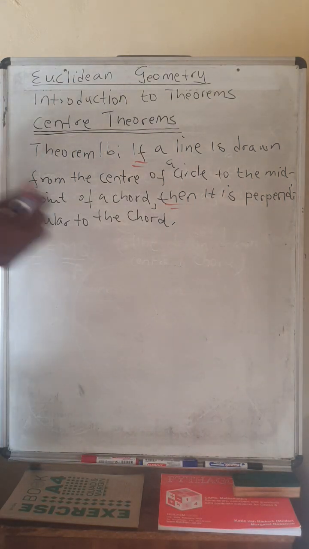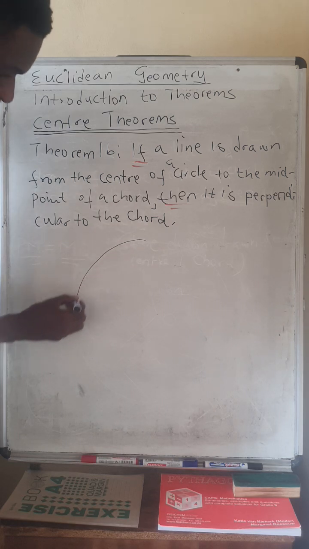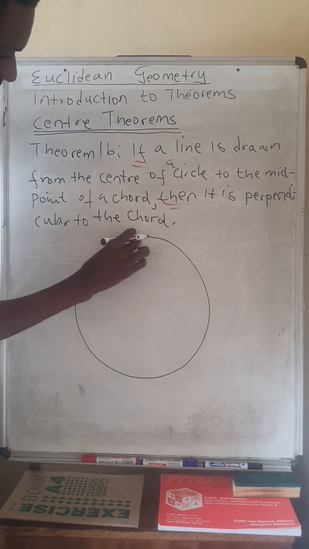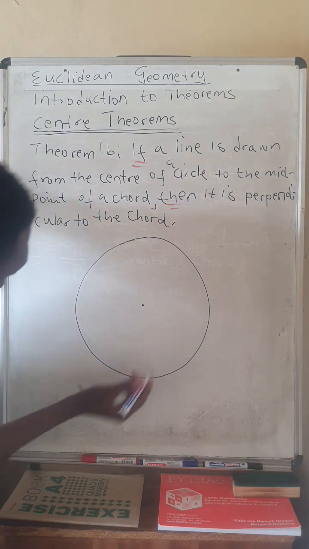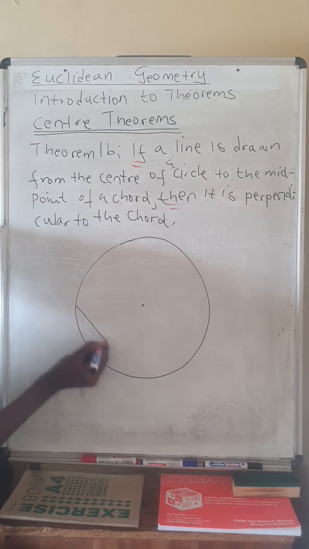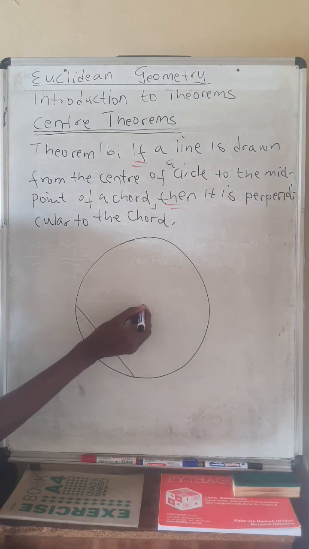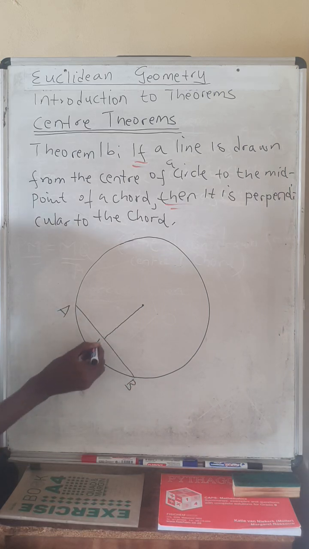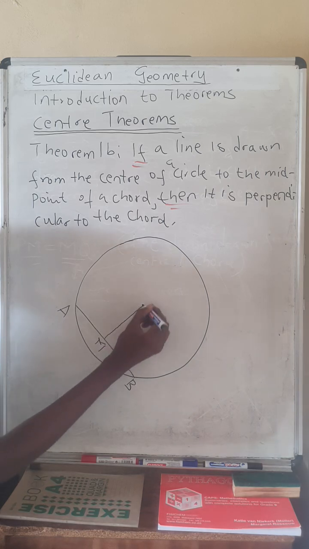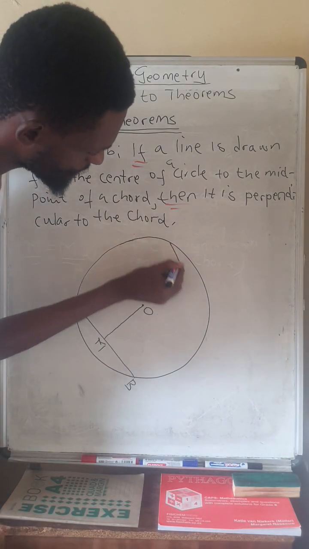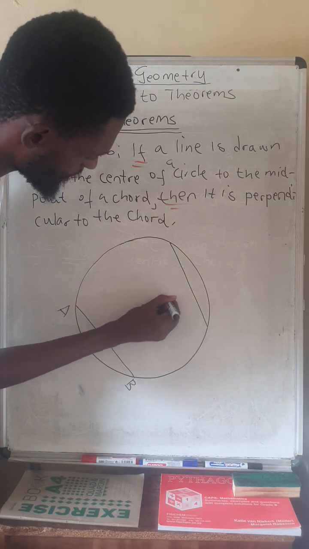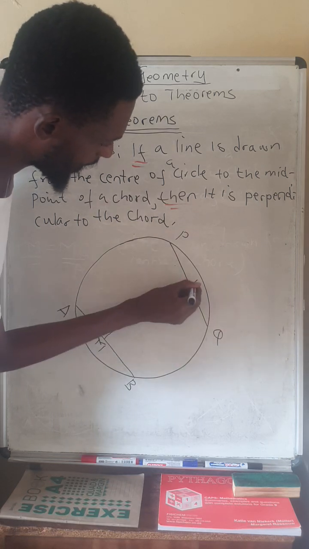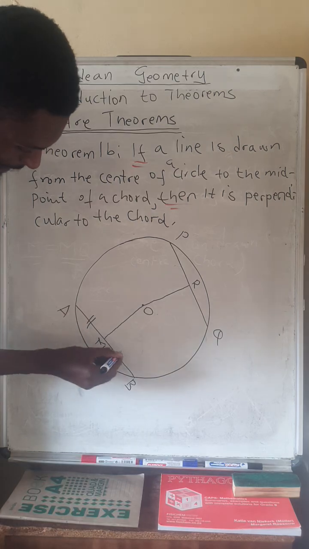Again, we need a diagram. O being the center somewhere here. Let me have my chord here. I'm going to give you two situations here. A, B, M. O is the center. Let me draw another chord here. P, Q, this being R. Then here they say AM and MB are equal.